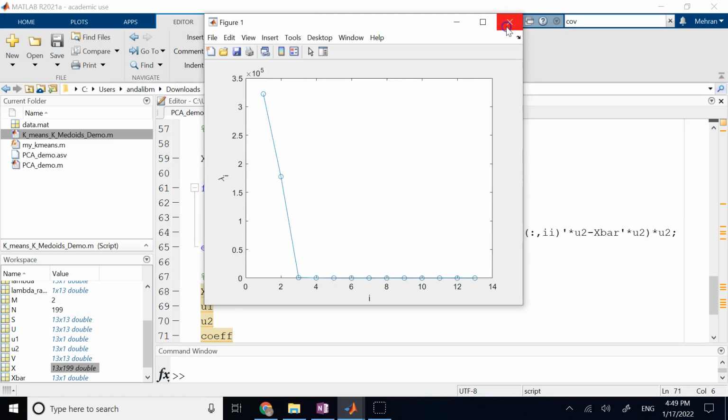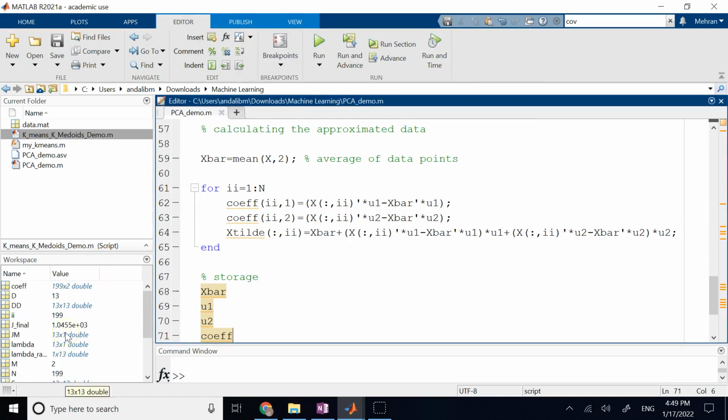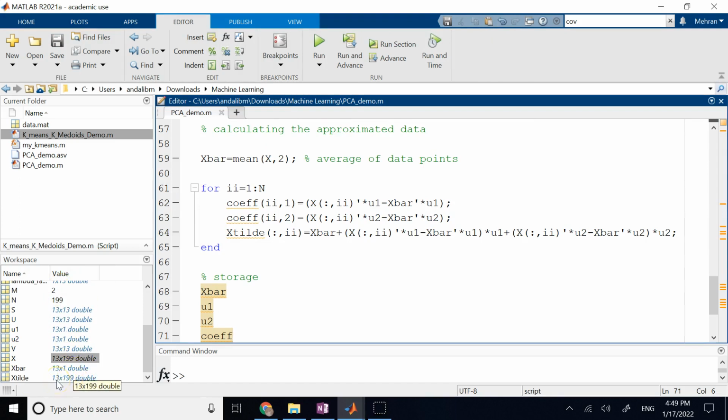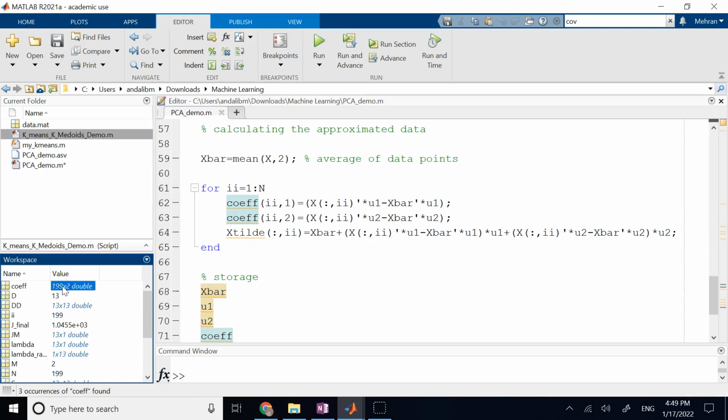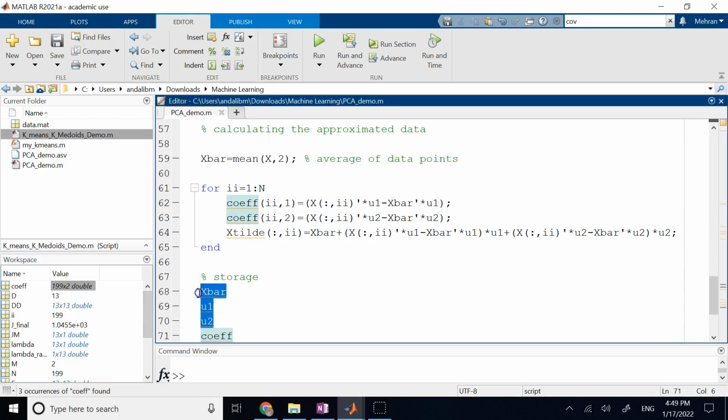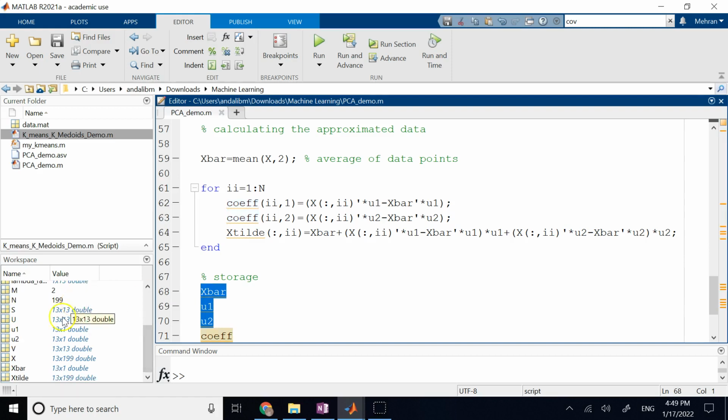There we go. So now you clearly see my coefficient is 199 by 2, not 13 by 199. I really need the coefficient, or coefficient transpose. Correct? So I'm storing a 199 by 2. I'm storing 3 vectors, each one of them is 13 by 1, instead of storing, as I told you, data that is 13 by 199.